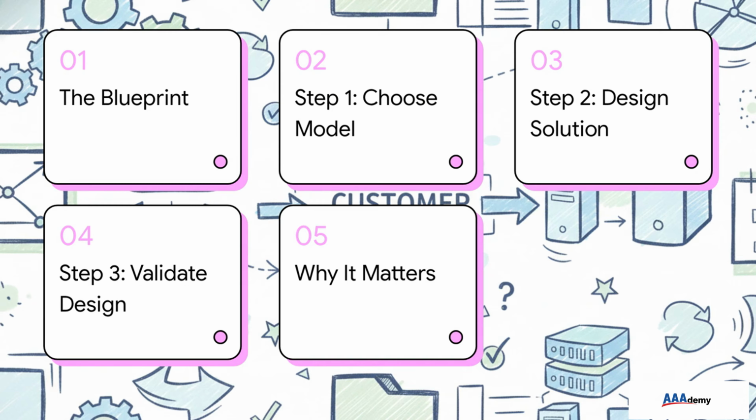So here's our game plan. We'll start with the architect's blueprint. That's the core philosophy. Then we'll walk through the three main steps of the process: choosing a model, designing the solution, and then validating that design. And to wrap it all up, we'll look at why this whole structured approach is so absolutely critical for business success.